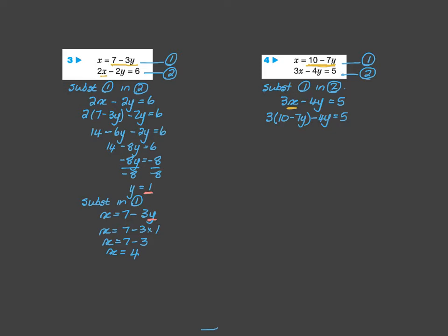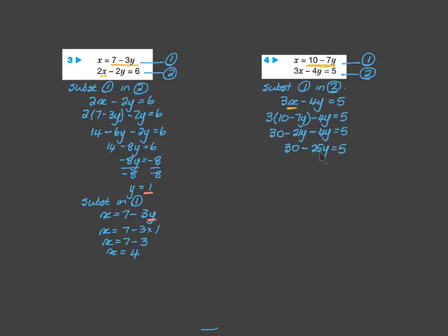Use the distributive property. 3 times 10 is 30. 3 times negative 7 is negative 21y, minus 4y is equal to 5. Now I need to add my like terms on the left. I have 30, then minus 21y minus 4y is minus 25y is equal to 5.